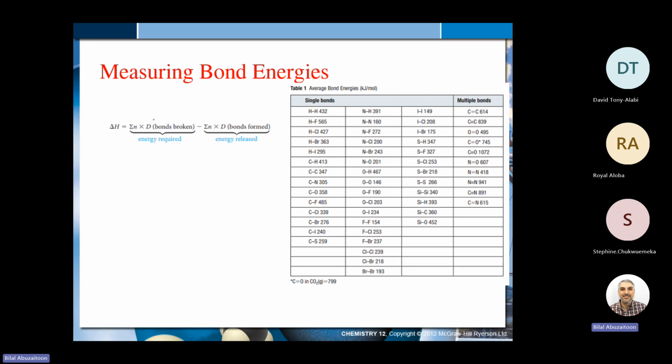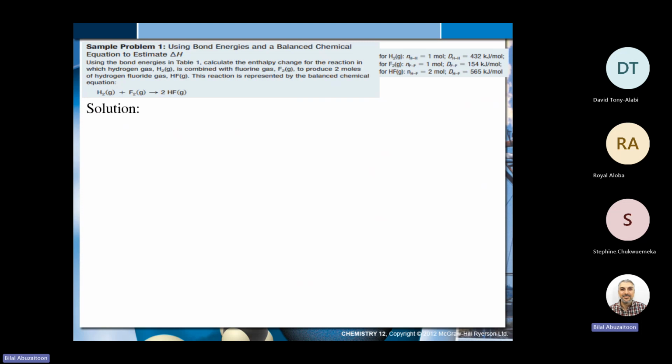Okay, let's take a quick example. H2 plus F2 produces 2HF, and the question asks for delta H reaction. We will have Kahoot if you want to, just quickly. Now we need to find delta H reaction, the enthalpy change of the reaction H2 plus F2 produces 2HF.